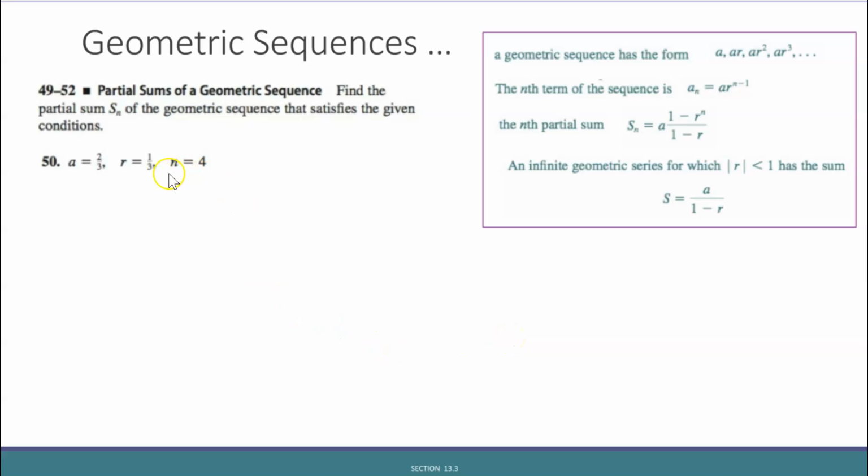Okay, so find the partial sum. When n is 4, we want to find S4. That would be the sum of the first 4 terms. Here's our formula for partial sum, so we're just ready to plug in. A is 2/3, so we have 2/3 here. Then we have 1 minus r, which is 1/3. 1/3 gets raised to the 4th power, all over 1 minus 1/3.